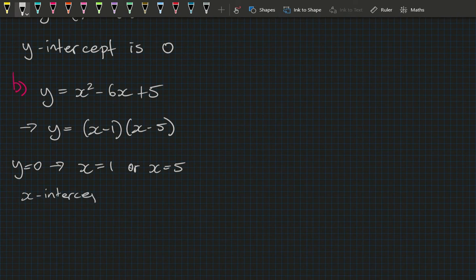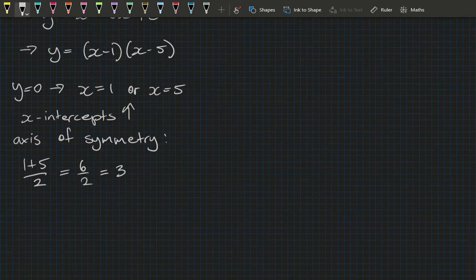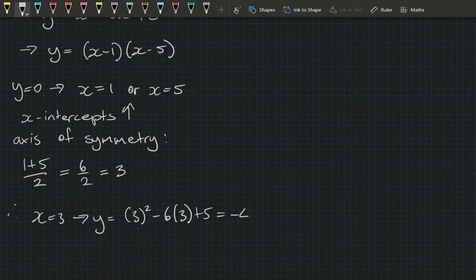So by the null factor law, when y is 0, x is either 1 or x is equal to 5. So because they're our x-intercepts, our axis of symmetry has to be 1 plus 5 on 2, which equals 6 on 2, which is 3. And we already did this in the applet, but we should do it formally here anyhow. If x is equal to 3, then we sub that in for y is equal to 3 squared minus 6 times 3 plus 5, which you know is equal to minus 4.